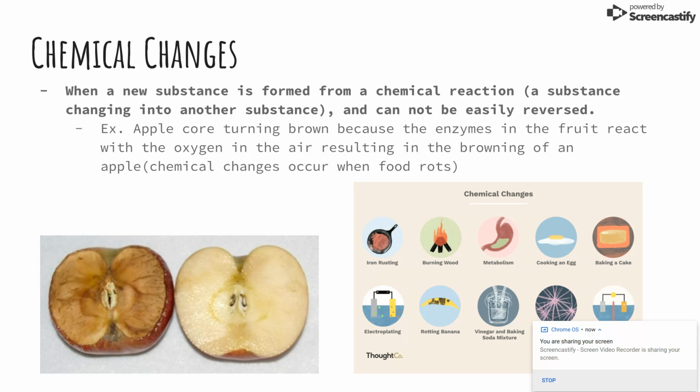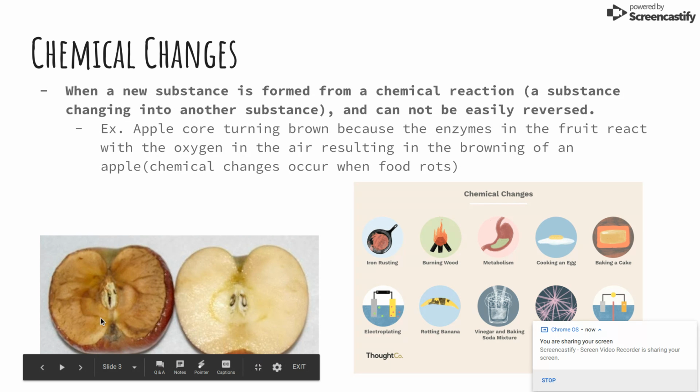In general, chemical changes occur when food rots. As you can see here, we have a picture of an apple rotting. So it's not just physical, it's chemical. It may look different, but actually a chemical change is occurring.